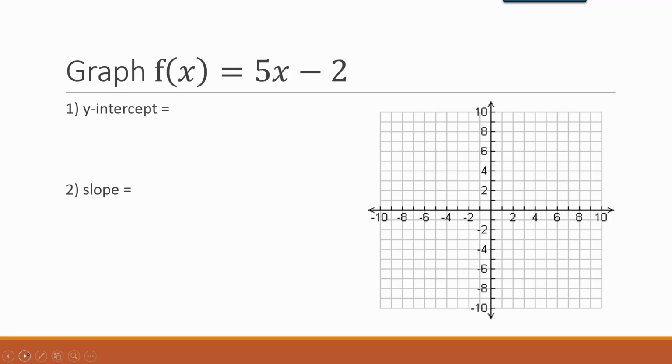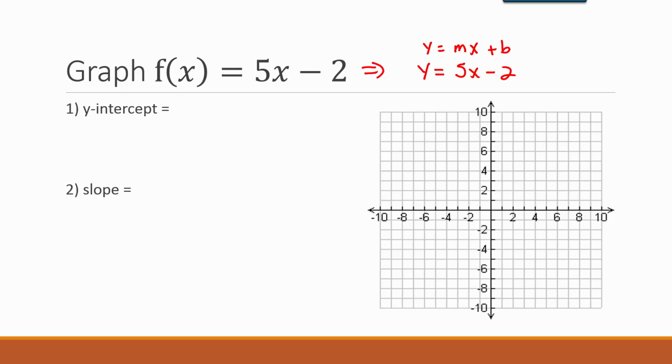This first one, we want to graph f of x equals 5x minus 2. Now, please note that f parentheses x, stated f of x, is the same thing as y. This is just written in what we call function notation. So that equation is the same thing as y equals 5x minus 2. So this is already in our slope-intercept form. Remember, slope-intercept form has y by itself in the equation, and it's in the form of y equals mx plus b.